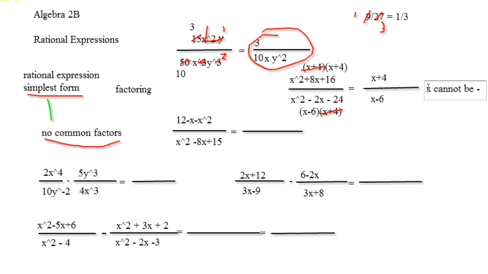Space, negative 4. There we go. Okay, and the reason why is that's a removable discontinuity. So you need to be able to state that at the end. Now obviously people are also going to say, well, x cannot be 6. Well, no kidding, you can already see that on the bottom. But you don't need to say that. You just need to be able to state the restriction on the variables besides the obvious ones.